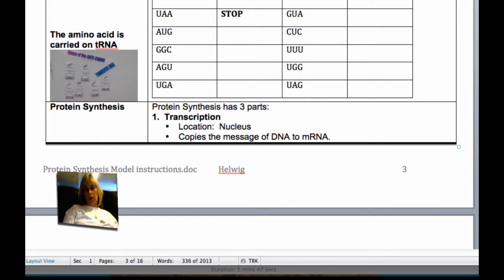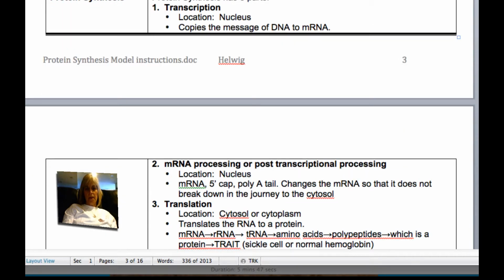The first part of protein synthesis is called transcription, and transcription occurs in the nucleus of the cell, where we copy DNA to messenger RNA. The second part of protein synthesis is messenger RNA processing, sometimes called post-transcriptional processing. It takes place in the nucleus of the cell. We add a 5' cap, which we call G3P, and a poly A tail, which is just a lot of A's, called the polyadenylation tail.